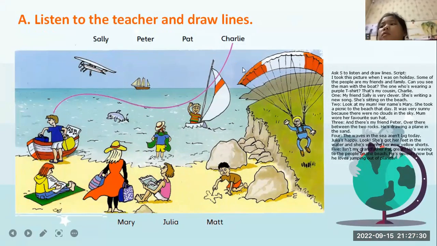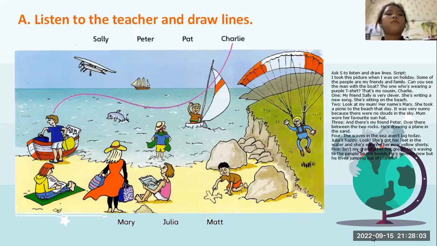Elsa, are you now ready? Yes. I took this picture when I was on holiday. Some of the people are my friends and family. Can you see the man with the boat? The one who's wearing a purple t-shirt. That is my cousin, Charlie. It's blue. Yeah, it's blue. So that is an example.